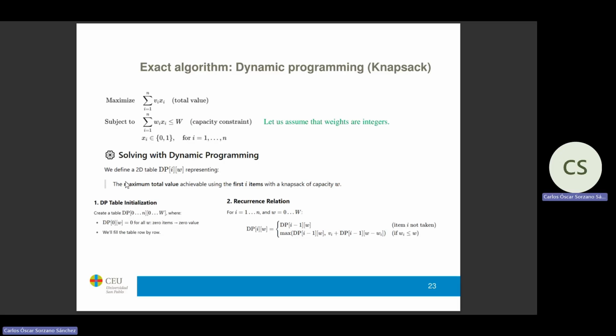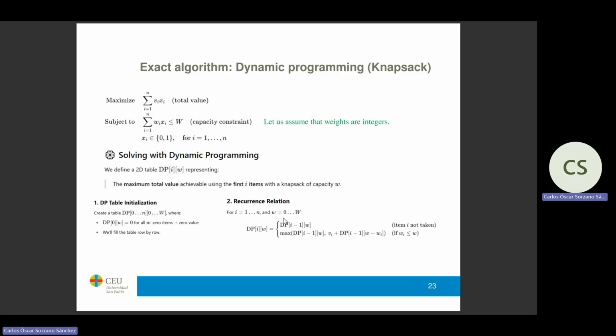The meaning of an entry in this table is the maximum total value achievable using the first i items with a knapsack of capacity W. So you see the i row and W column represents this. Using the first i items, and given a capacity that goes from 0 to the total capacity, what is the maximum total value that I can get? For the moment, it will be 0. And then we will fill it in this way.